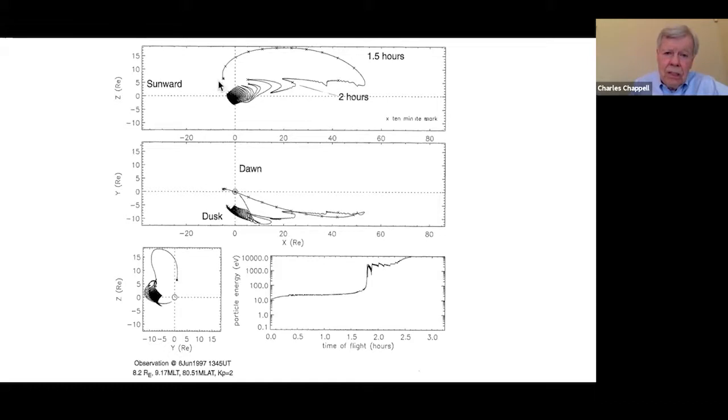So I want you to look at the timing. It's about an hour and a half to 2 hours to get out here to 50 RE. The timing from the tail, from the lobe into the plasma sheet region is only tens of minutes. So if the lobe is full and if the Bz of the solar wind goes southward, these particles are going to go into the plasma sheet within 10 to 20 minutes.